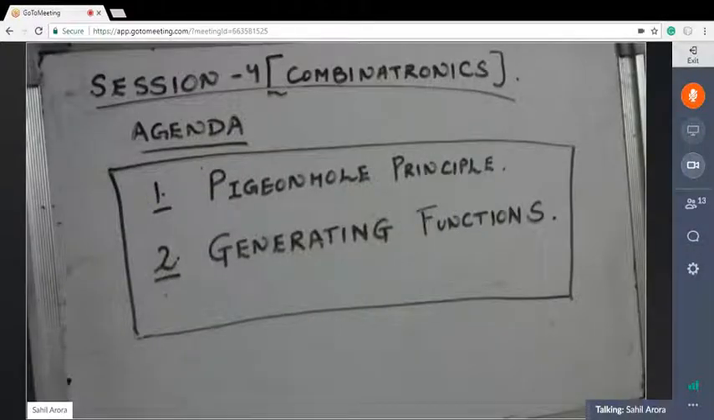And then we'll be talking about the generating functions from very basics to very advanced, and try to solve some previous year GATE questions also. So let's start with the pigeonhole principle. This is the agenda which is written on the board. So let's start the pigeonhole principle from very scratch.